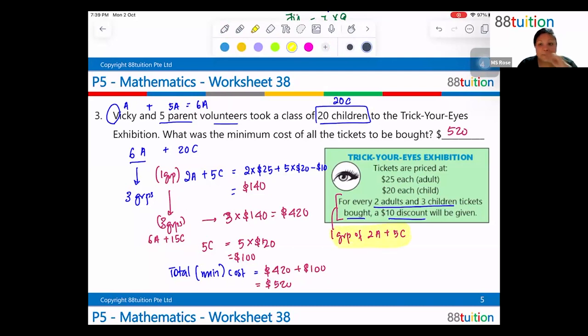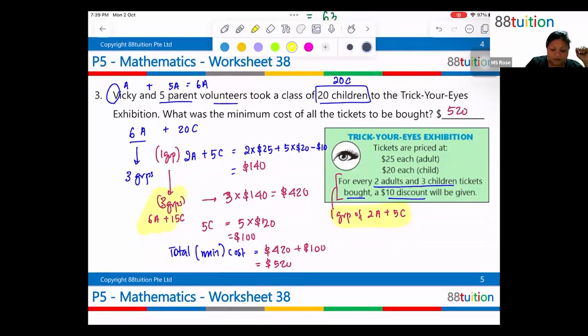All right. Okay, so because it is 3 groups, right? And there is a total of 6 adults and 20 children, correct or not? There are 20 children here. Yes? Okay. So if one group is made up of 2 adults and 5 children, 3 groups is made up of how many adults and how many children?